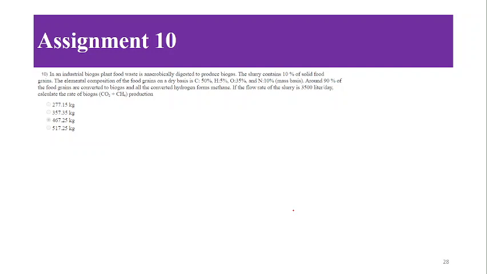And biogas is basically carbon dioxide plus methane. So we need to find out the rate of biogas production. Firstly, we need to understand this problem in a detailed manner, as a lot of data is given here. So flow rate is given in liter per day. So for 1 day operation, we know how much volume is dealt with. It is 3500 liters of slurry.